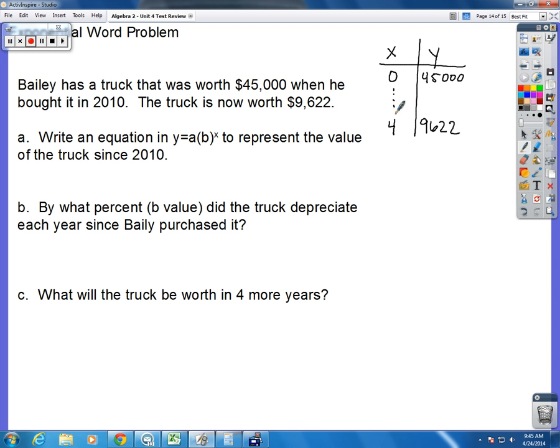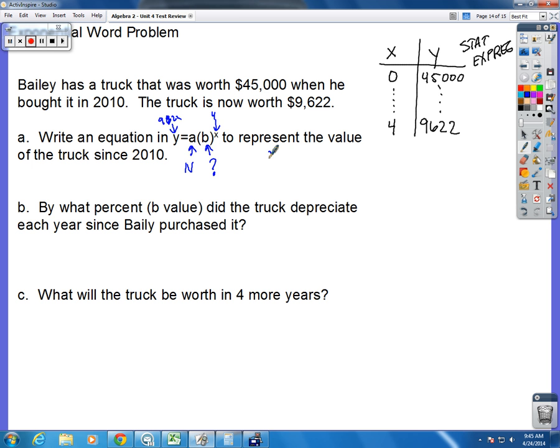We don't know anything in between here, but knowing these 2 points allows us to use the stat and exponential regression function of our calculator if you want to. It's obviously the easiest way, the quickest way. However, we can do it algebraically because this is the initial value. This is the multiplier, which we don't know. We know x, we know y. Year 4 and 9,622.